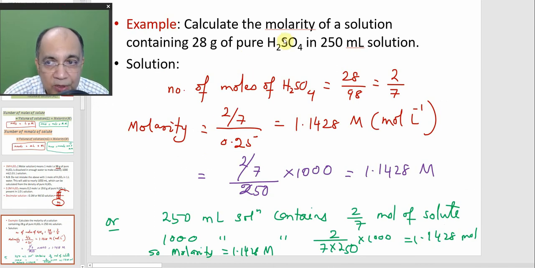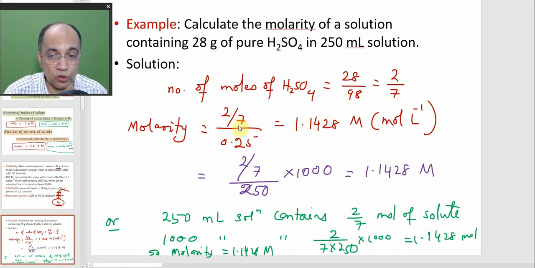Calculate the molarity of a solution containing 28 grams of pure sulfuric acid in 250 ml solution. Read again. Calculate the molarity of the solution containing 28 gram of pure sulfuric acid in only 250 ml solution. Now you first find out the number of moles. 28 by 98 is 2 by 7. Now put the formula method. Molarity is the number of moles, just now found out, divided by volume in liter. Just make a shift of decimal point 3 places to the left. So this is 0.25 liters.